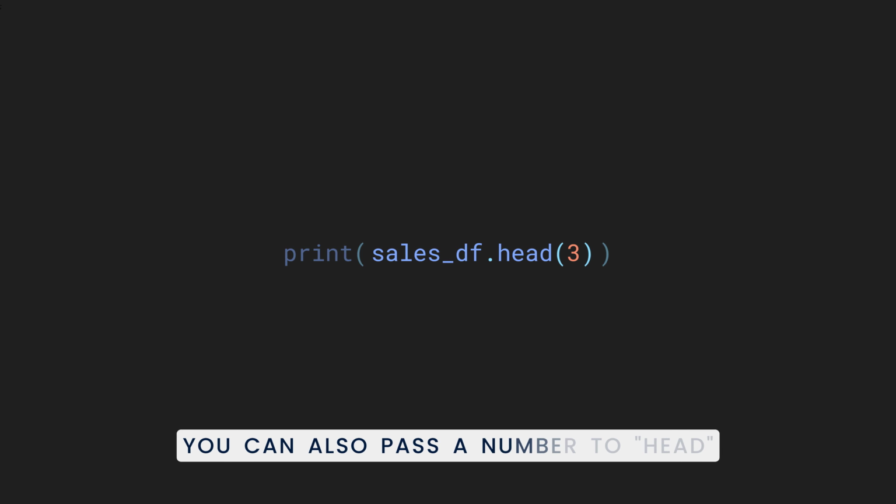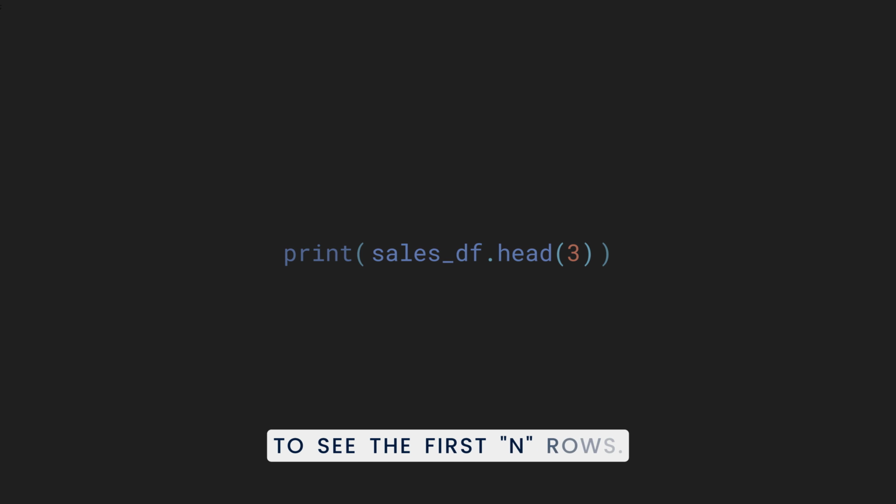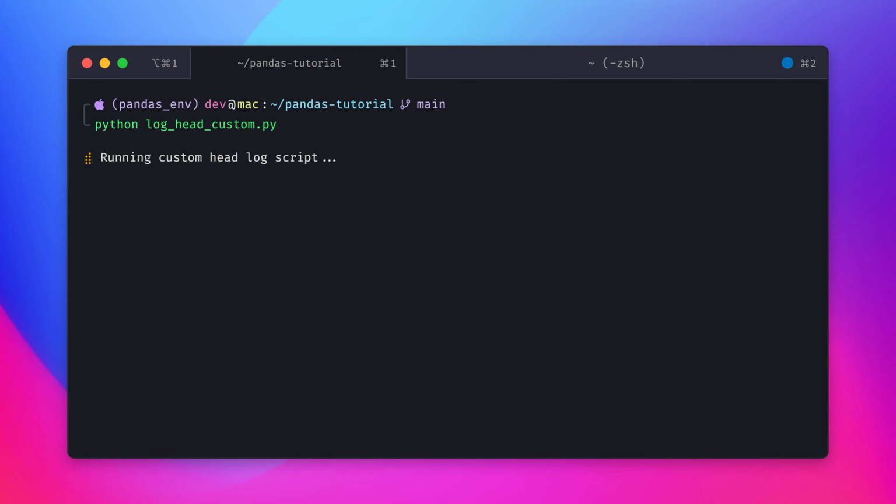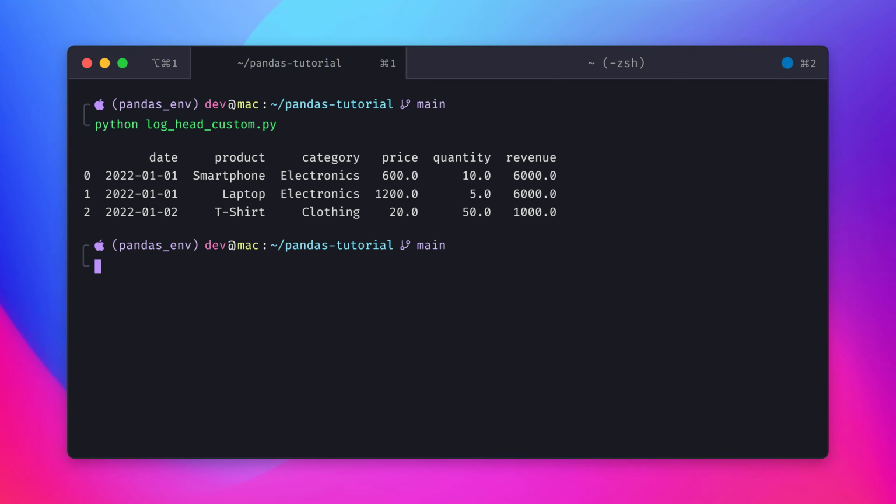You can also pass a number to head to see the first n rows. By default, it shows 5 rows, but you can customize this to fit your needs. For example, we are passing 3 to see the first 3 rows. Running this script will print the first 3 rows to the terminal, useful when you only want a smaller sample of your data.